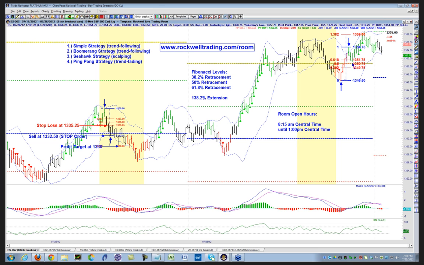Thomas is asking, in my backtesting, does what I found here in terms of winning percentage include moving the target to only 138.2? Yes, Thomas, that is correct.